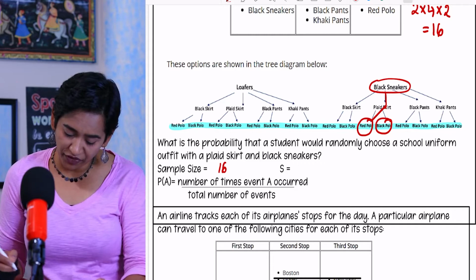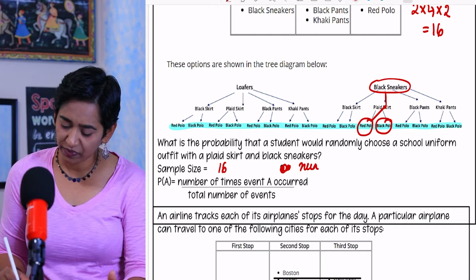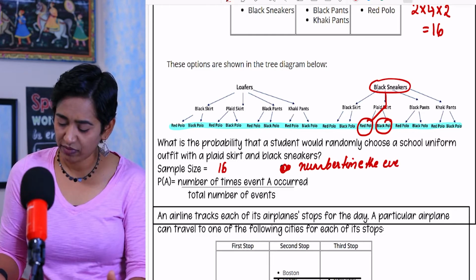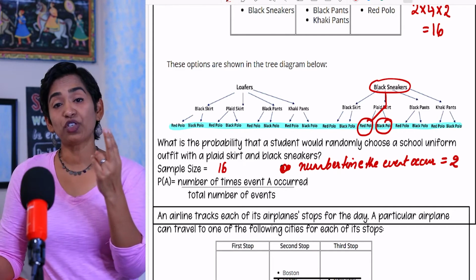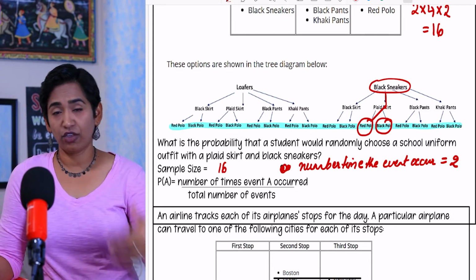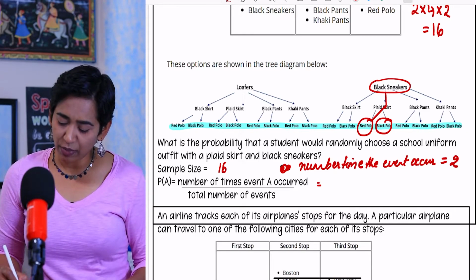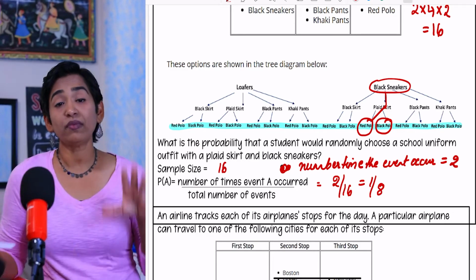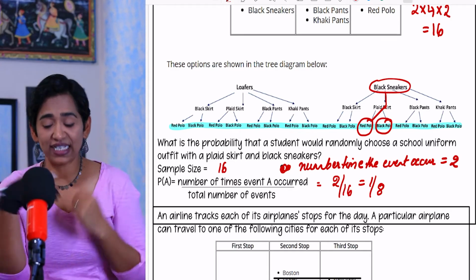So next is the number of times the event occurs. Let me go ahead and write this down. Number of times the event occurs is 2. As we have seen, I have only 2 options. I can wear black sneakers, plaid skirt, and the shirt doesn't matter. So probability is simply putting that into a fraction. So number of times the event occurs is 2 over 16, which is 1 over 8, your final answer. So always start with your sample space and see how many times that event is occurring.